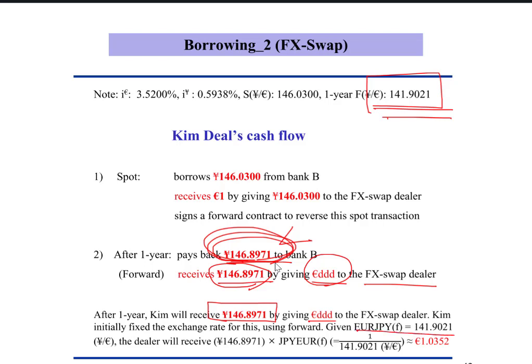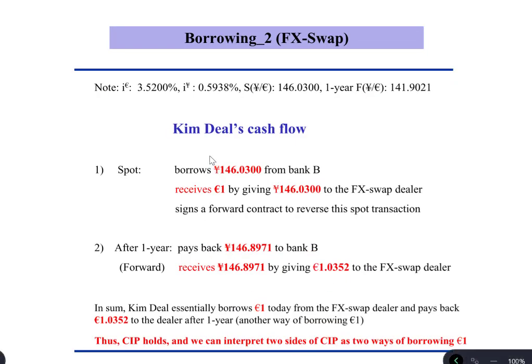What should be DDD euro? Given the EUR JPY forward price like this, we can multiply the yen amount by the reciprocal of this one, JPY EUR. Why? Because we want to cancel yen and yen, right? So by using the reciprocal of this one, by multiplying this amount by this amount, we get 1.0352 euro. So we just figured out what DDD is. Let's summarize the cash flow.